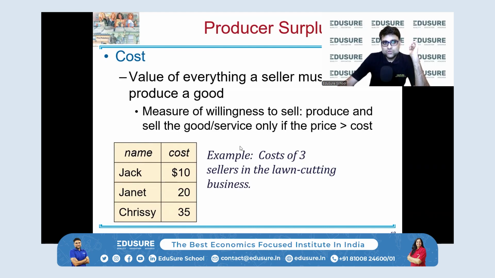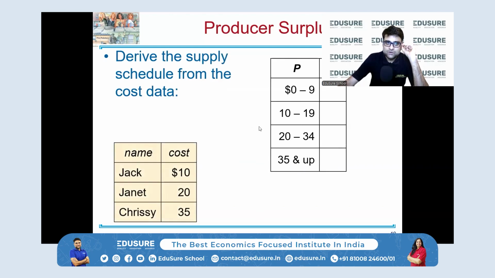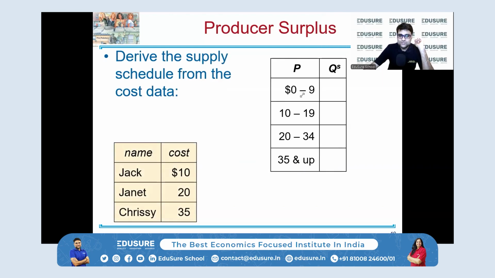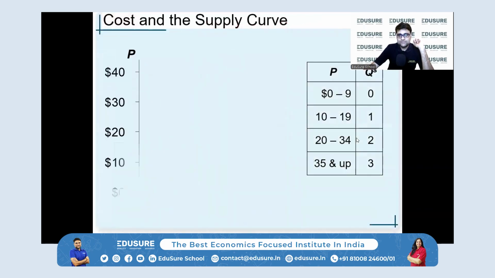Take Jack, Janet, and Chrissy, whose costs are 10, 20, and 35. These are the costs of three sellers in the lawn cutting business. Derive the supply curve. From price 0 to 9, no one is going to sell. From 10 to 19, only Jack will sell. From 20 to 34, Jack and Janet both will sell. And at 35 and up, all three will sell.